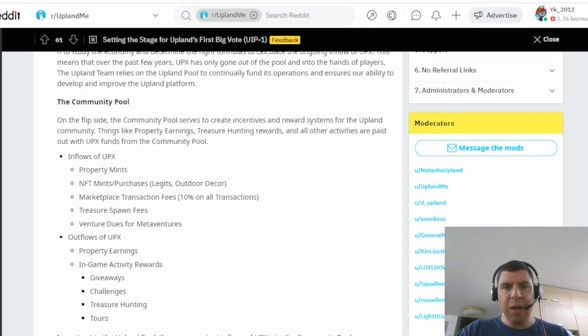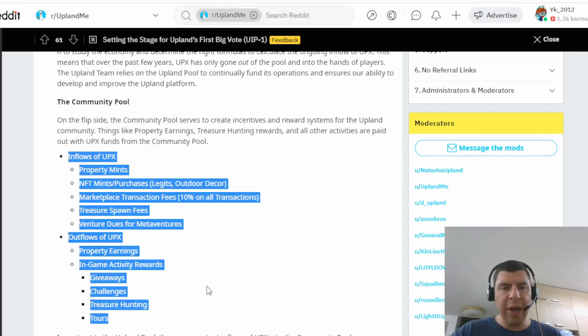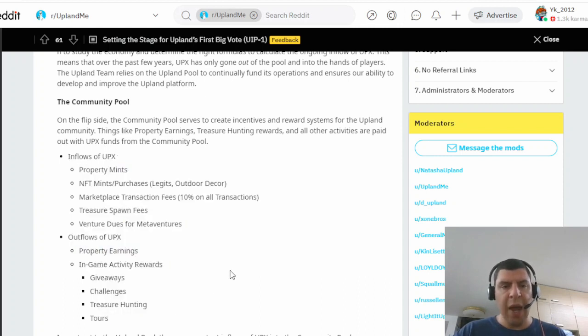And lastly, we have the community pool, and these are the ways that UPEX can flow into and out of this community pool. This pool of UPEX, as I mentioned, is currently owned by Upland, but in the future, based on this proposal, they see a path where this community pool can be owned by us players and the community itself. Now let's double click a little bit further into that to detail what exactly it would mean when the community would be in charge of the community pool itself.